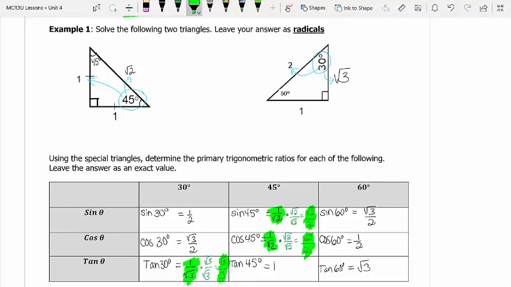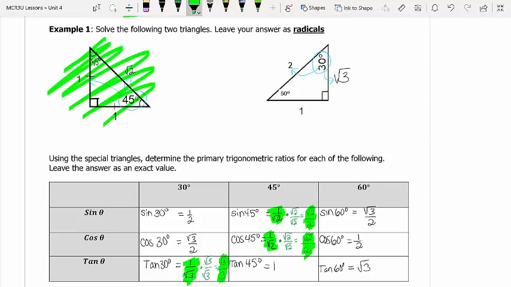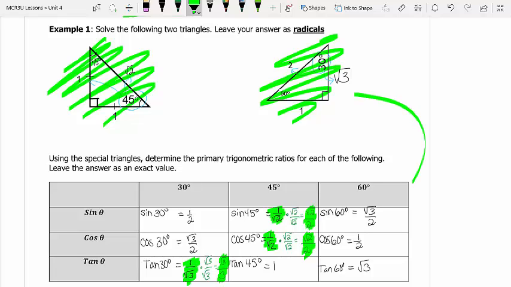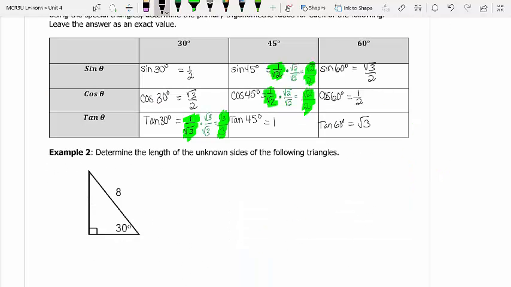Okay, so those are just a couple things to be aware of. So if you're looking at this table and thinking, oh my goodness, how am I supposed to memorize that? You only have to memorize the special triangles above, okay? If you memorize and understand those triangles above, you can produce these ratios on the spot. Example 2, determine the length of the unknown sides of the following triangles.